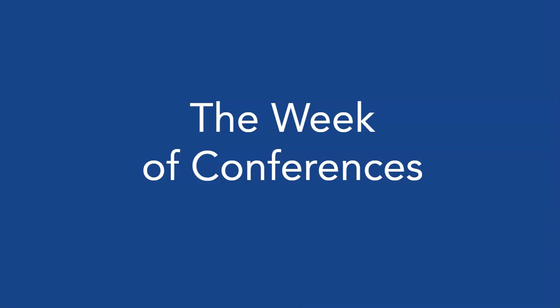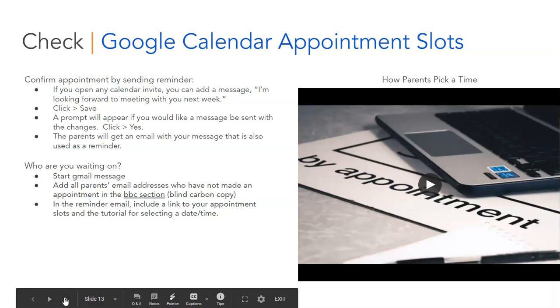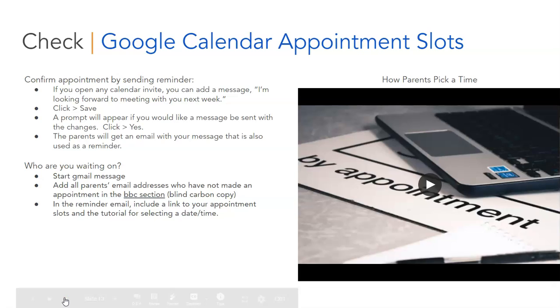So after you've had time to practice, now we're going to look at the week of conferences. This is a good time to look back at your appointment slots, and you're going to confirm with parents when their appointment time is, or who are you still waiting on, and let's send them another invite. When your parents use the Google Calendar appointment slots, if you go to the calendar, you open the invite and you type, "I'm looking forward to meeting with you next week." Copy that because you can paste it then to every message.